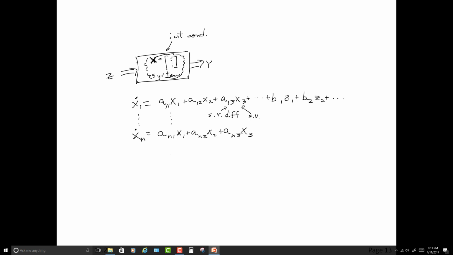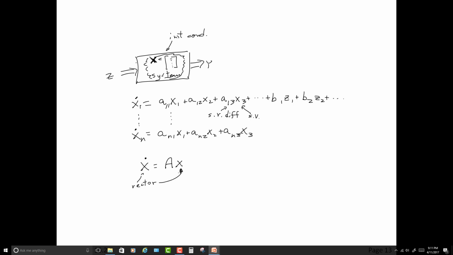So you see here, you're going to end up with this vector equal to some large vector A, which is a matrix now. That's a matrix times the vector of x. So this guy is a vector.